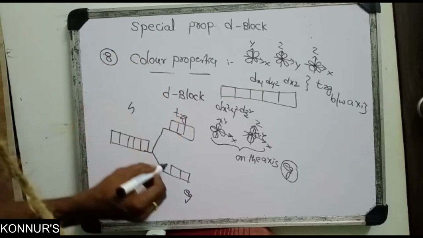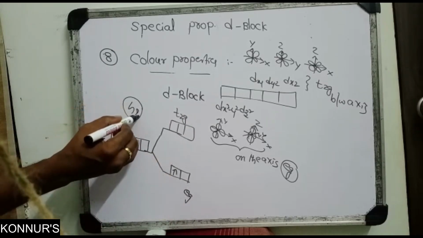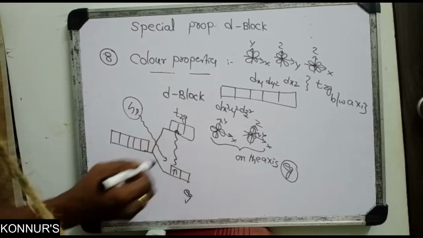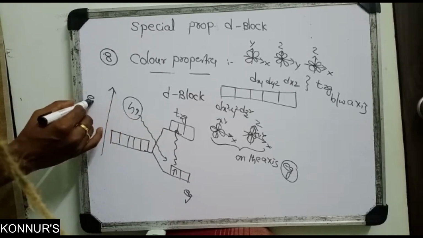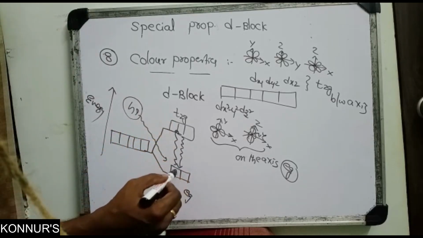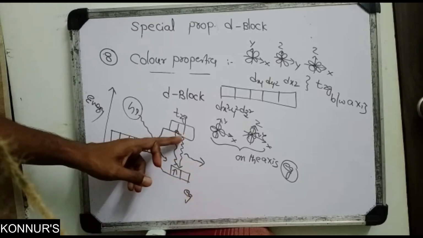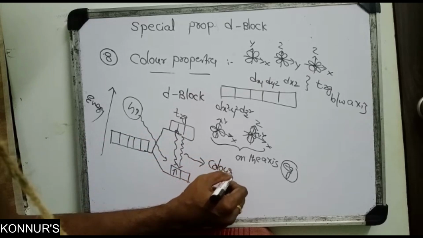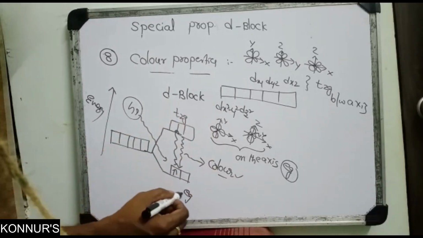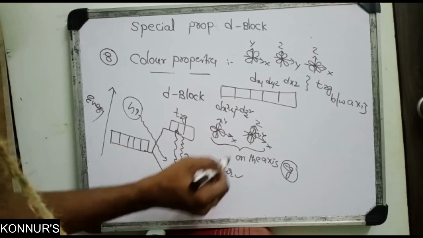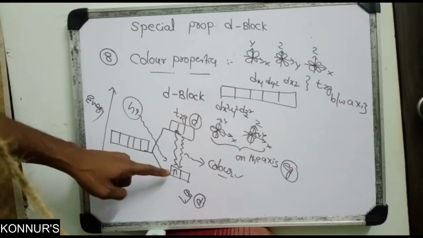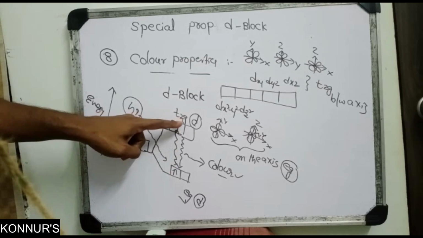Suppose one electron is here and light is falling. That light is absorbed by this electron, and it is excited to a higher energy level. Because of the instability of high energy, the excited electron comes back to the ground state. In the meanwhile, the absorbed light comes outside as color. So the one responsible for color is the unpaired single electron. Eg means d orbitals only, and t2g is also a d orbital. So the unpaired electron jumps from d orbital to d orbital.